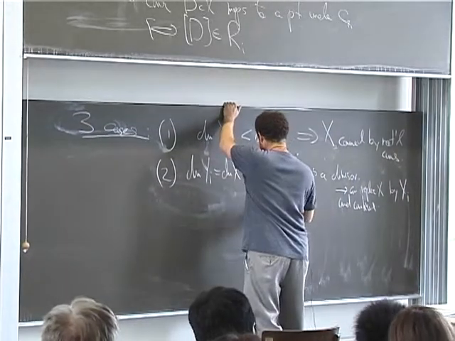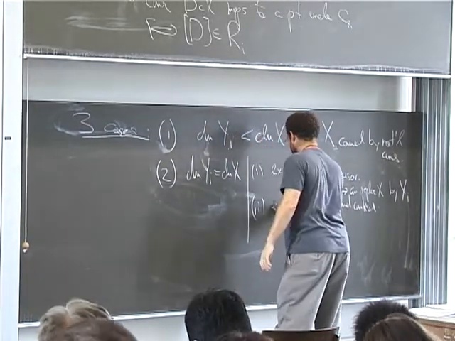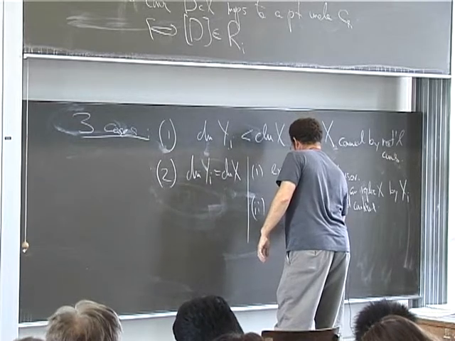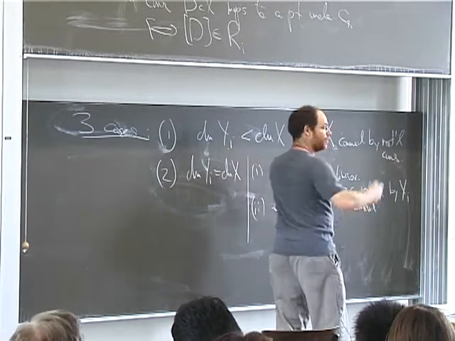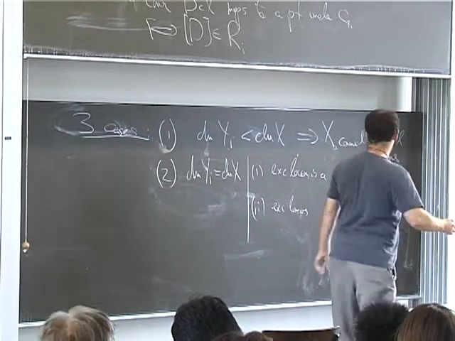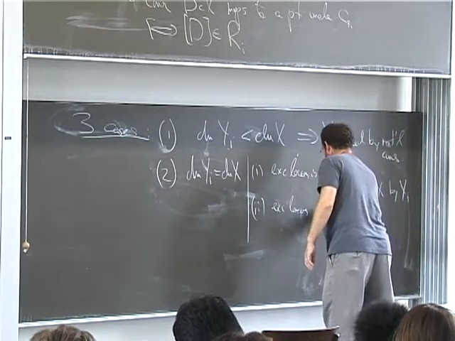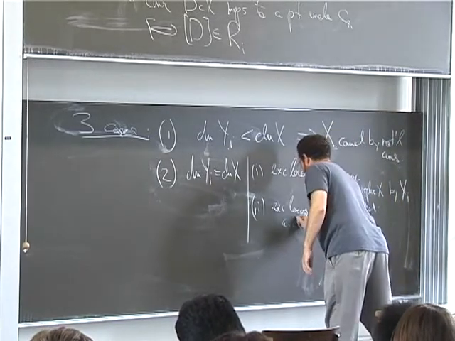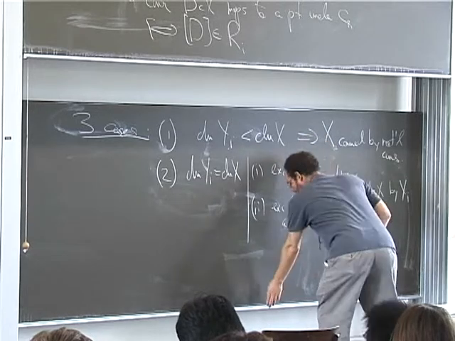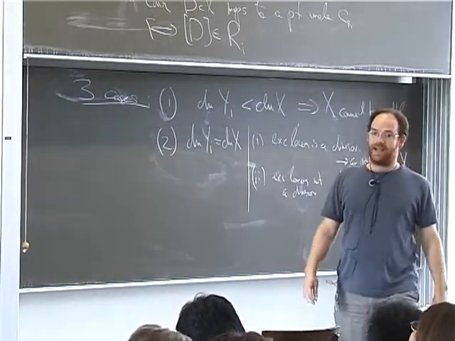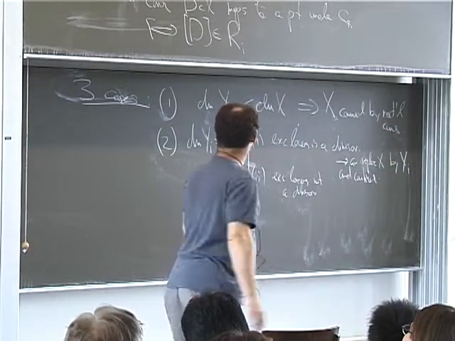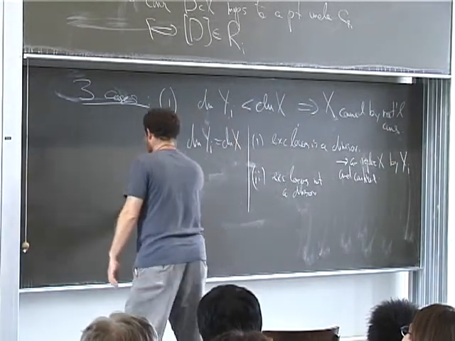The second case is the trouble case, where the exceptional locus has higher codimension, is not a divisor, and in this case it's just impossible to replace x by yi. Yi is way too singular, and what you do in this case is what's called a flip.